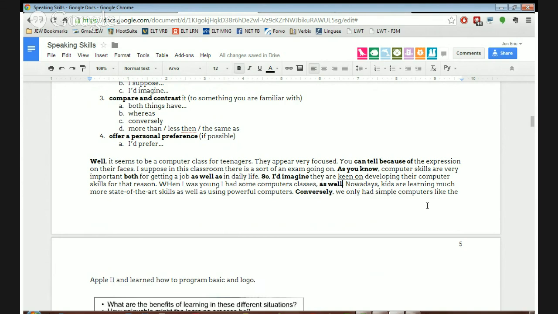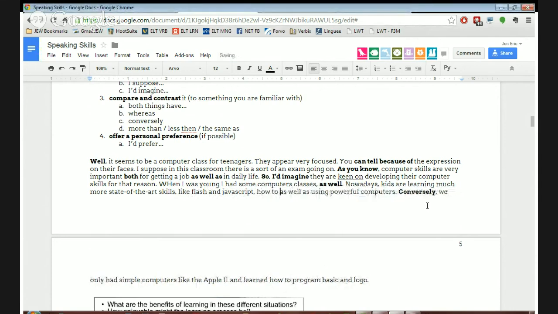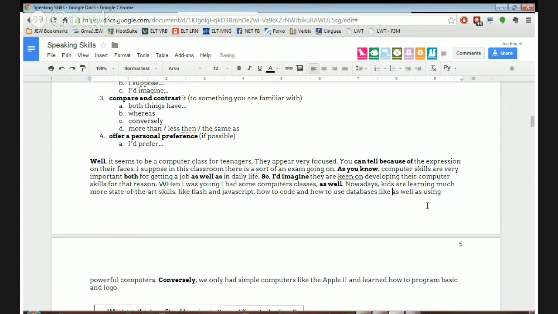So maybe we could say nowadays kids are learning much more state-of-the-art skills like Flash and JavaScript. Right? Flash and how to code. How to code, yeah, and how to use databases like, what's it called, SQL.